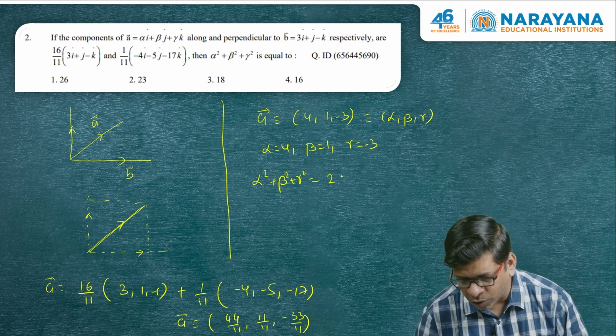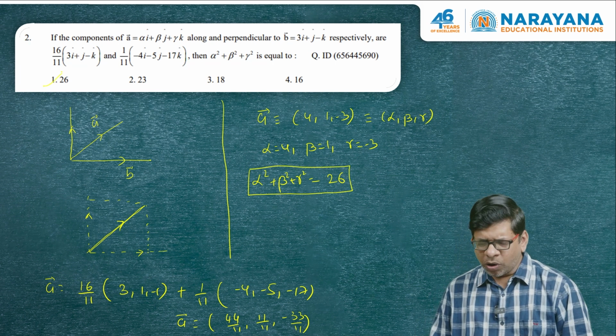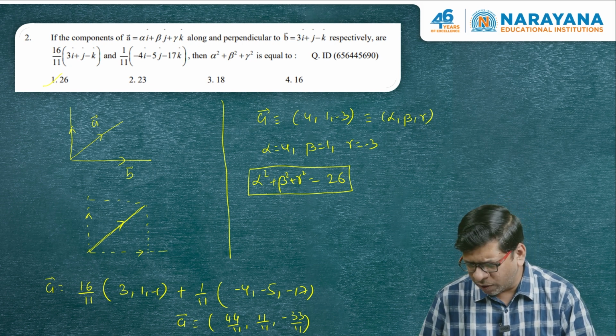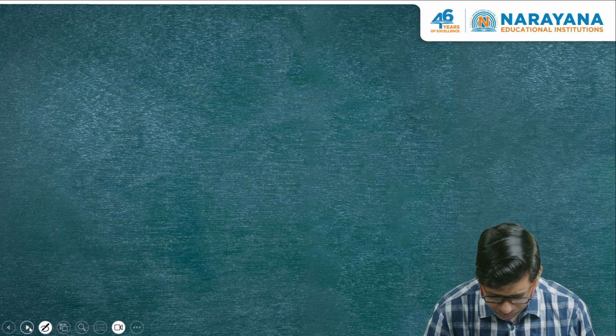16, 25 plus 1, 26. So 26 should be the correct answer, which is option A. So if we talk about the difficulty level of this question, it's easy to solve. Most of you have definitely solved this question. So, one easy question from vector.